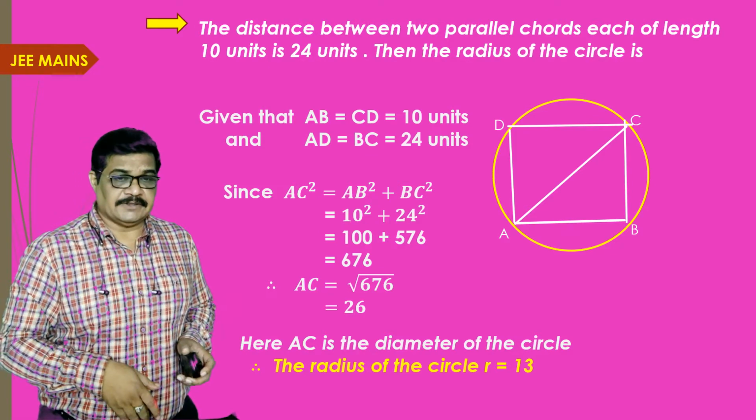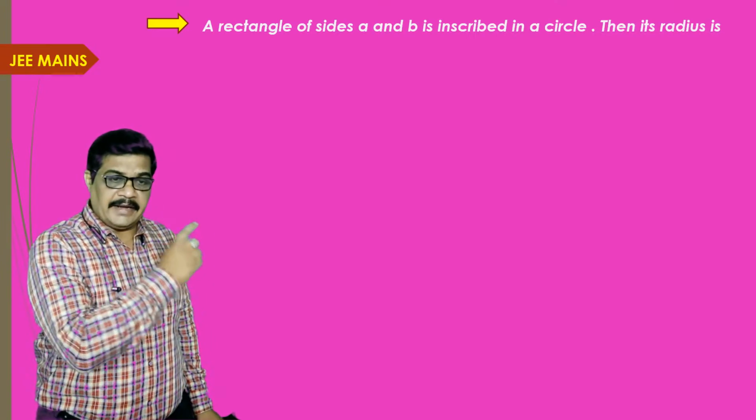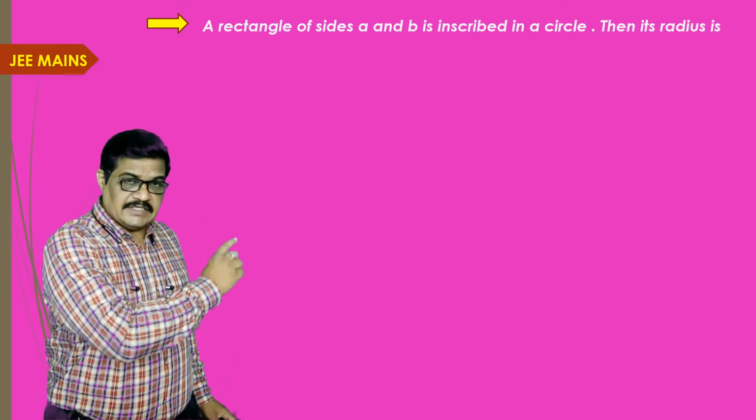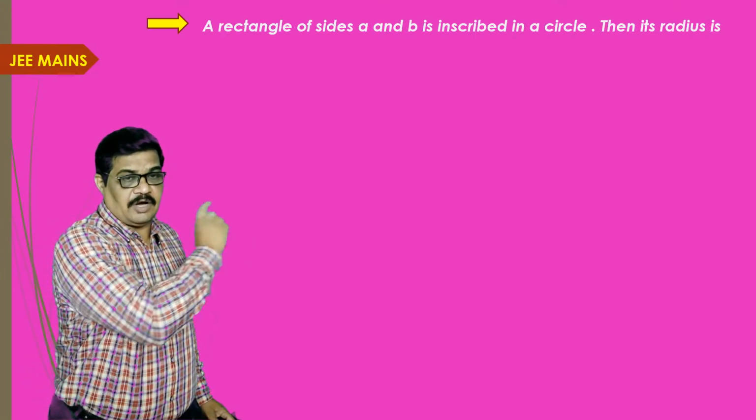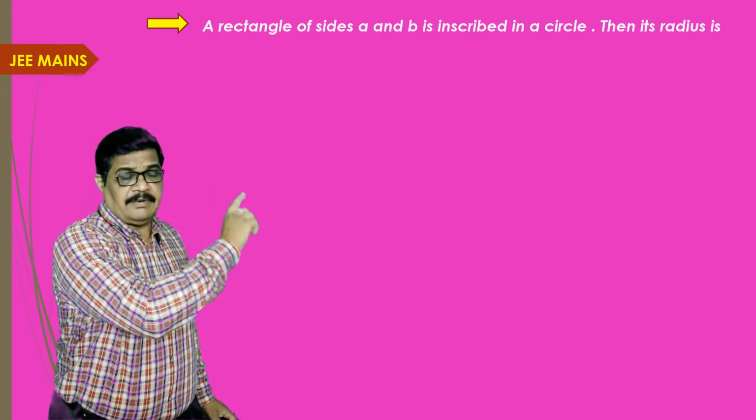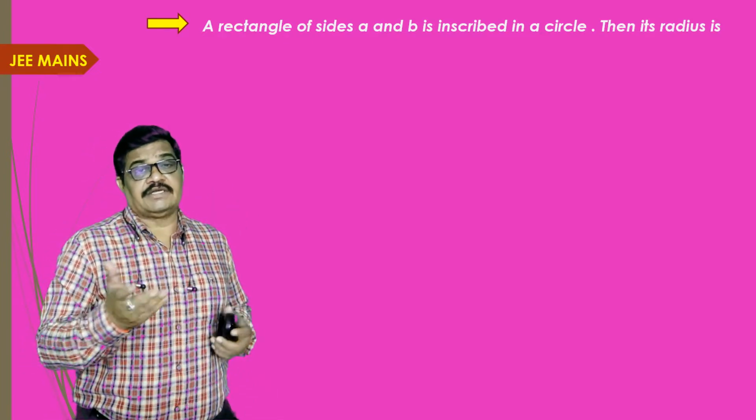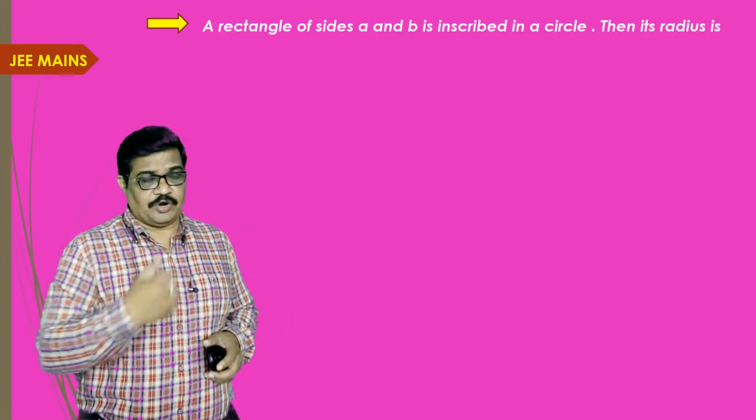Okay. Next, see that a rectangle of sides a and b is inscribed in a circle. Then find its radius. This is the problem.